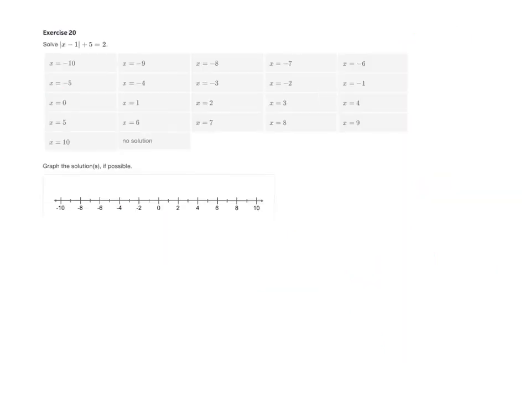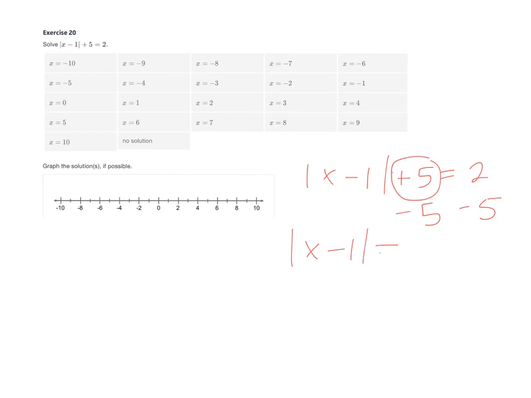All right, on example 20, I've got the absolute value of x minus 1 plus 5 is equal to 2. So I'm going to start out by getting rid of this plus 5. I'm going to minus 5 from both sides. I get the absolute value of x minus 1 is equal to negative 3.